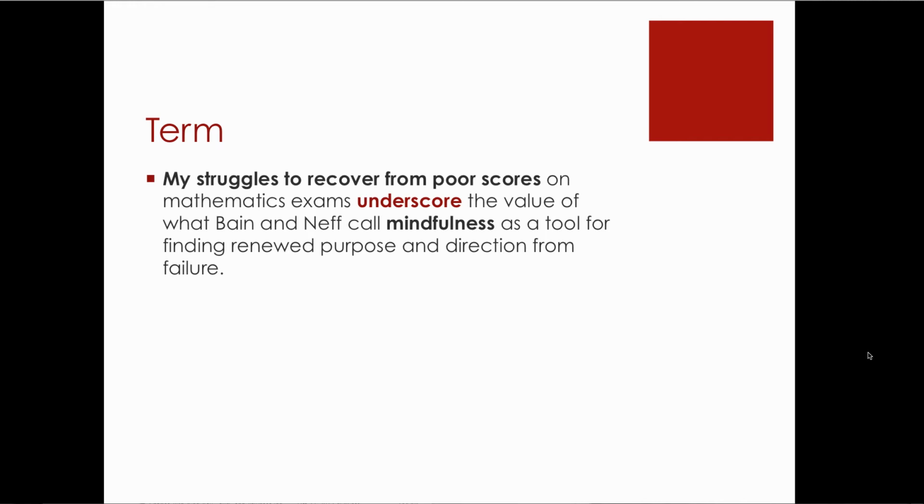Let's look at a topic sentence related to a term. In this case, the term is in the second half of the sentence, and the experience is in the first half of the sentence, linked by the verb underscore, but you could flip those and put the idea mindfulness first and some other verb linking it to the experience of poor math scores.